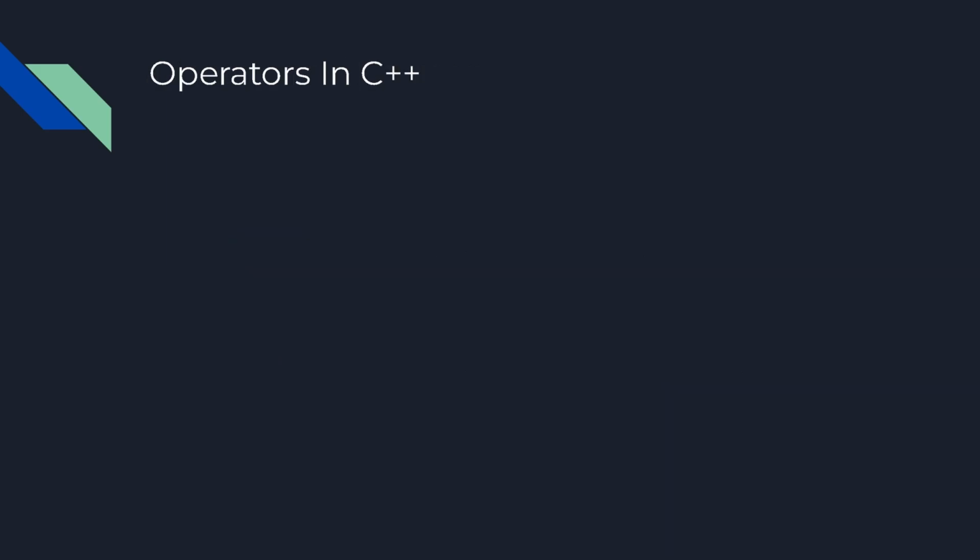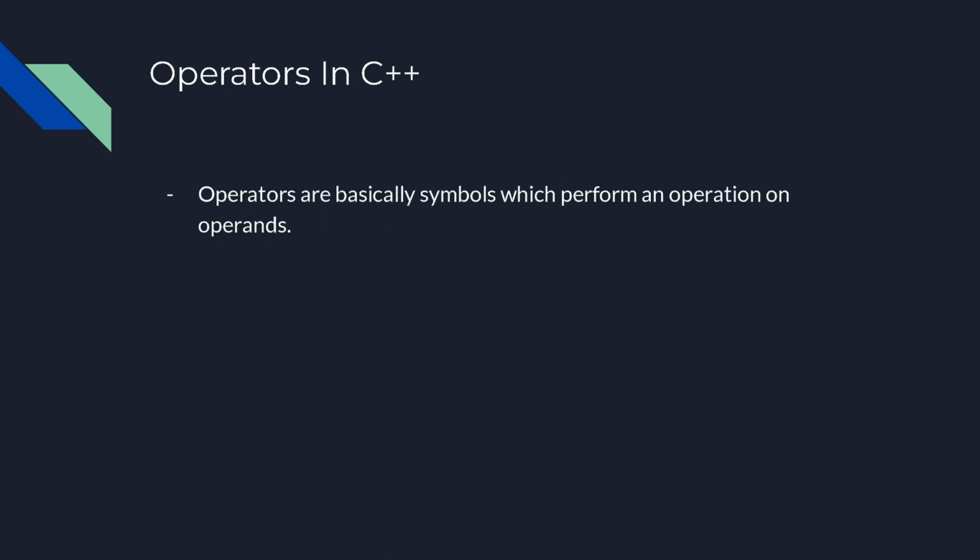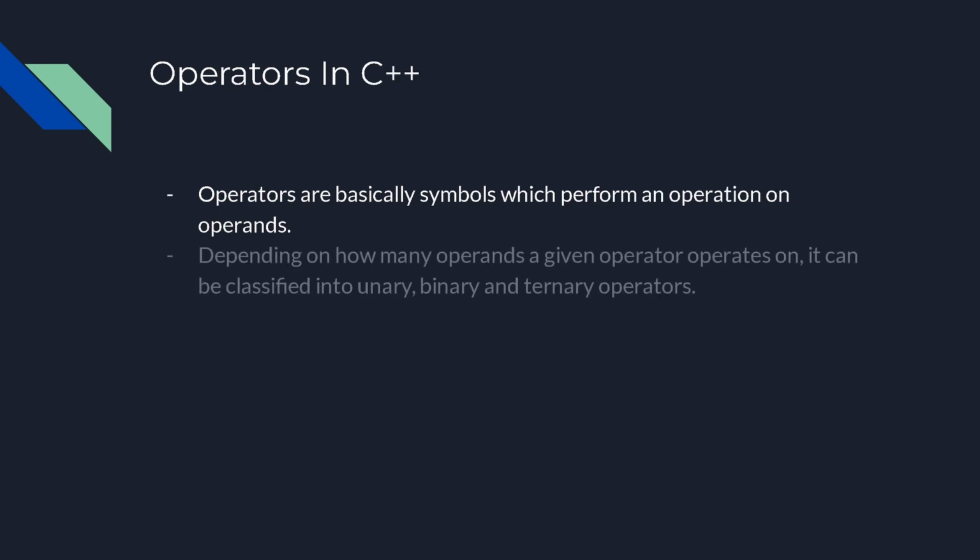Now, operators in C++ are pretty simple. Basically they are the symbols which perform an operation on operands, and the meaning of this is pretty straightforward. So let's say you have a plus b. Plus is the symbol, which is the operator in this case, and it is going to perform the operation of addition.